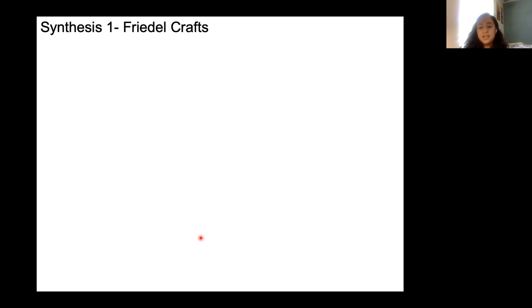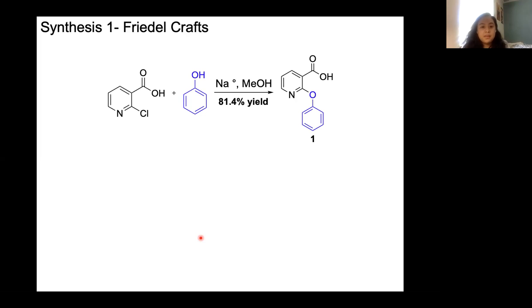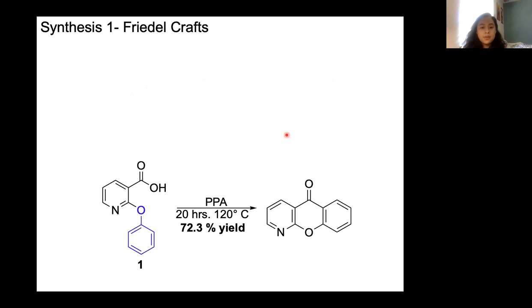So I first had to synthesize this azaxanthone chromophore because it's very expensive. And this is just one of the reactions that I conducted. I have chloronicotinic acid on the left. I have phenol. I reacted it, and I got a very good yield after purification, making compound 1. I then took compound 1, treated it with polyphosphoric acid for 20 hours at very high heat of 120 degrees, kept it under an anaerobic environment, so under argon and nitrogen, to produce 1-azaxanthone.